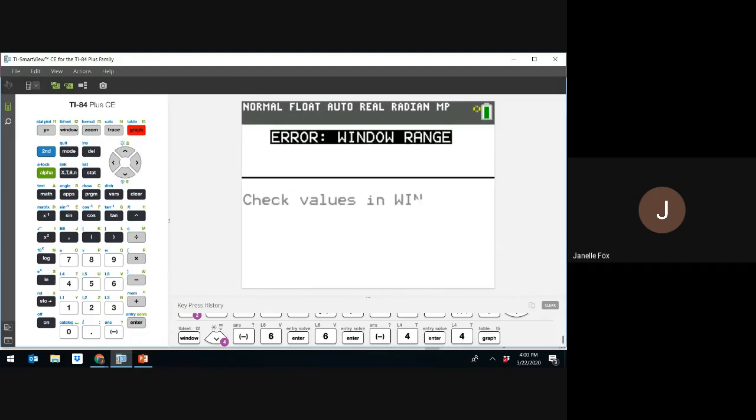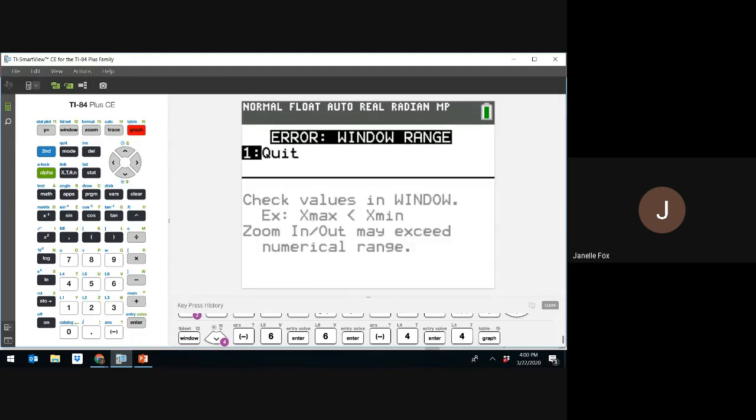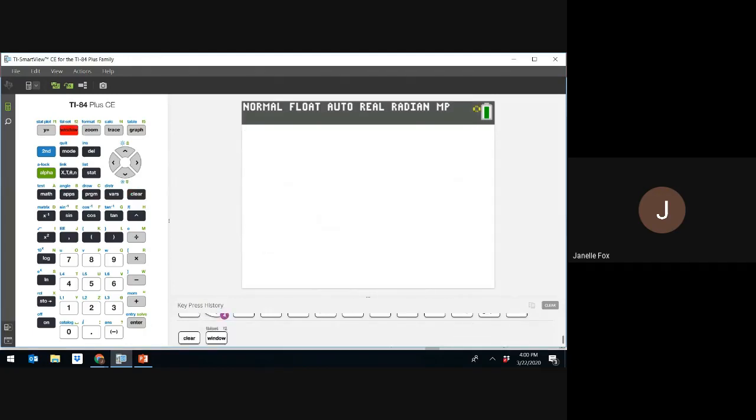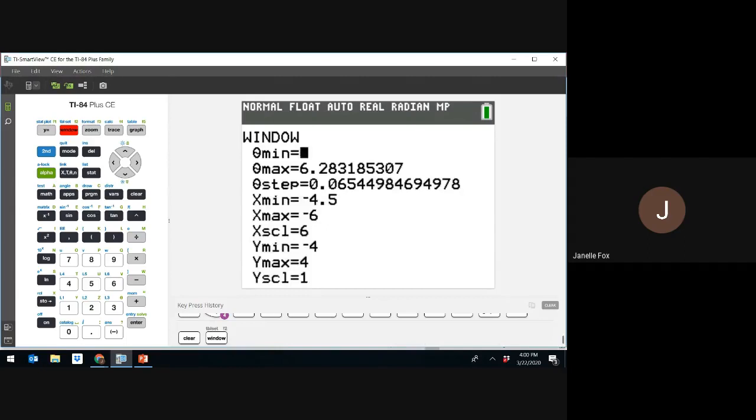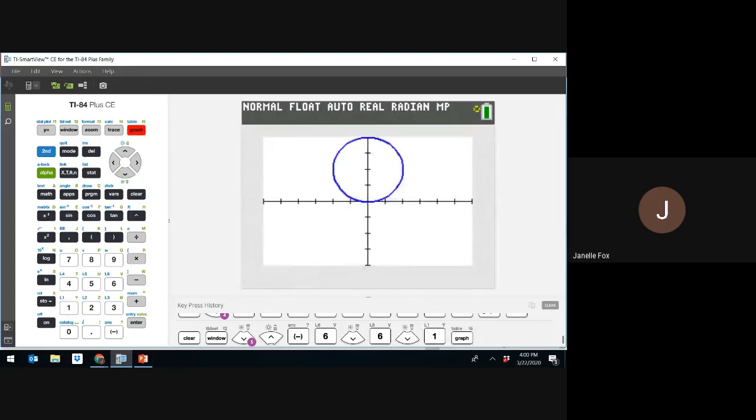I graph it, and I did something wrong. Hold up. Let me go back. I'm sure you caught it because I was being silly. Oh, Mrs. Fox, you're so silly. I did the wrong thing right here. Sorry, guys. Negative 6 to 6, and then negative 4 to 4. That was my fault. Okay, let's graph it now. And gorgeous. It looks like a circle, just like we wanted it to be.